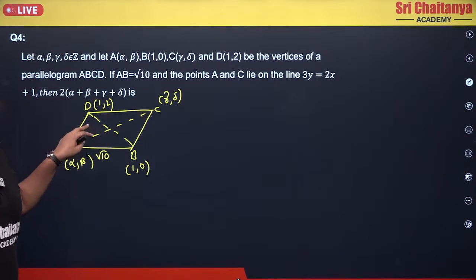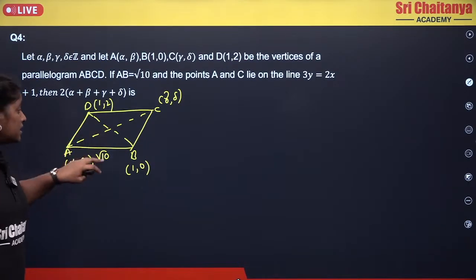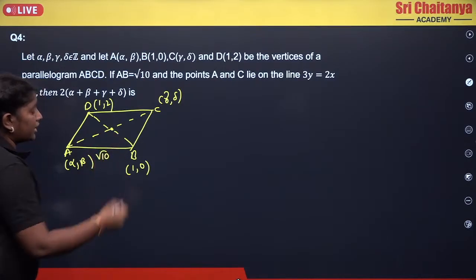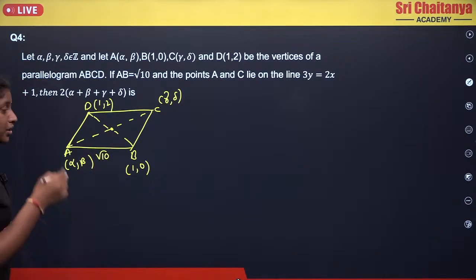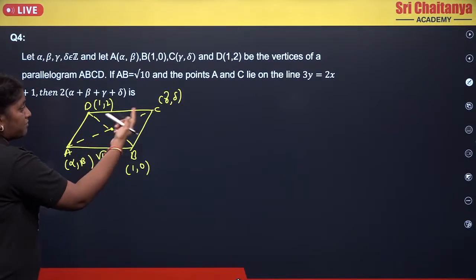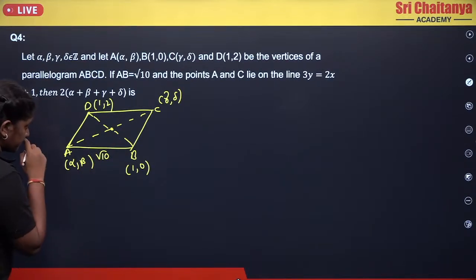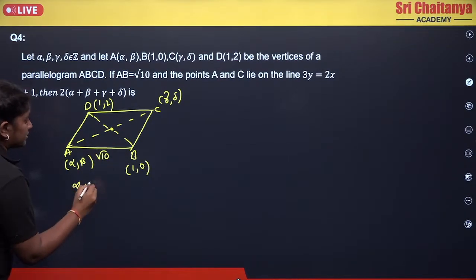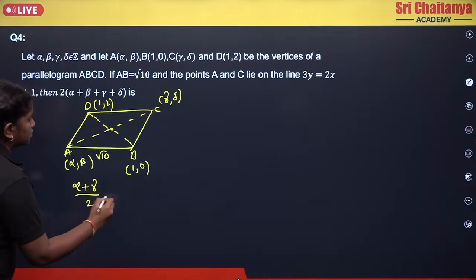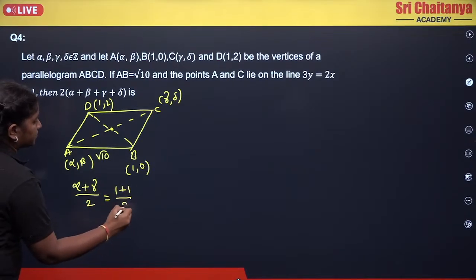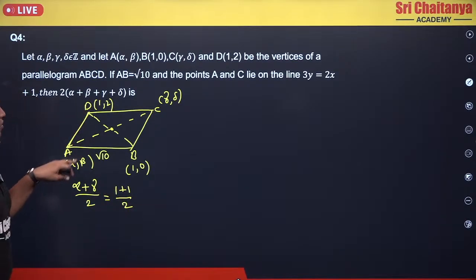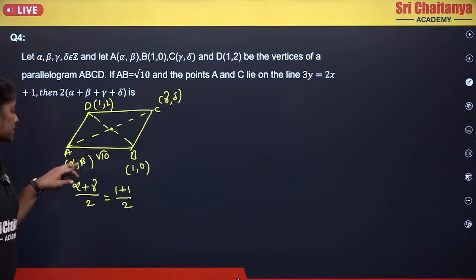Now for the parallelogram, diagonals will bisect each other. It means we will be having the midpoint, right? So coming to here, the midpoint will be same for our two diagonals. So that becomes alpha plus gamma by 2 equals 1 plus 1 by 2. Okay, so our x coordinates, that means alpha plus gamma by 2 equals 1 plus 1 by 2.